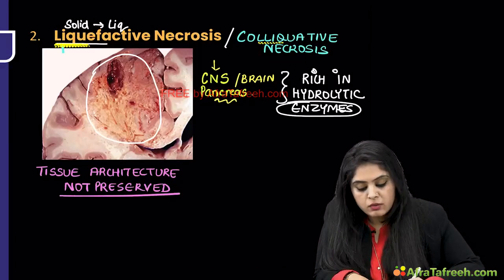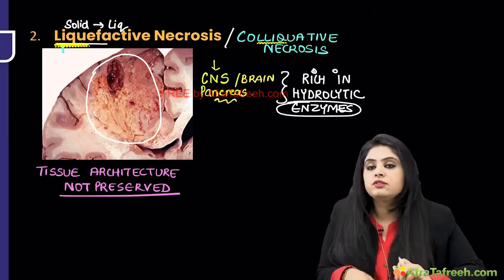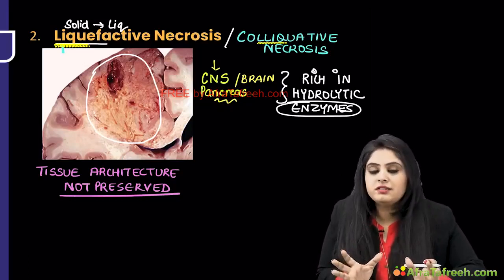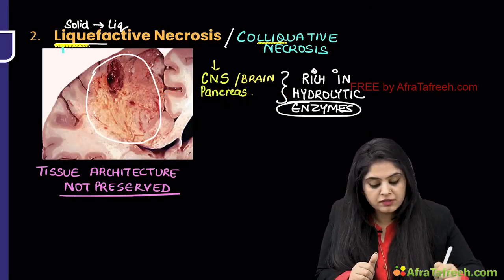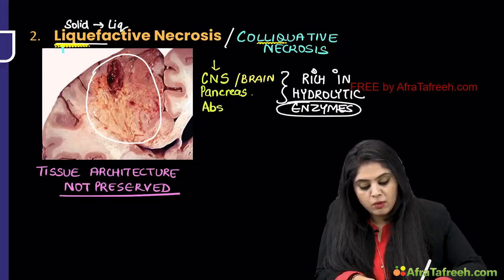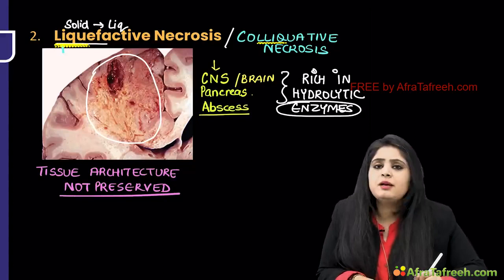When I'm talking about colliquative necrosis, the word liquid is coming here. So I'll always analyze that, yeah, something liquid is happening either in the brain or the pancreas. And let me tell you one more example of this. Any abscess, because this is a common sense example. Abscess. What is an abscess?